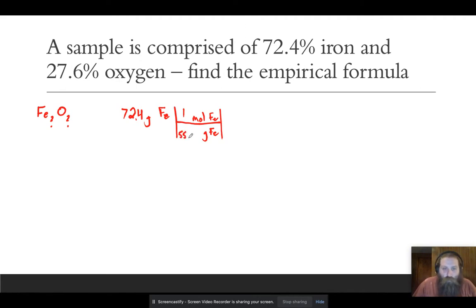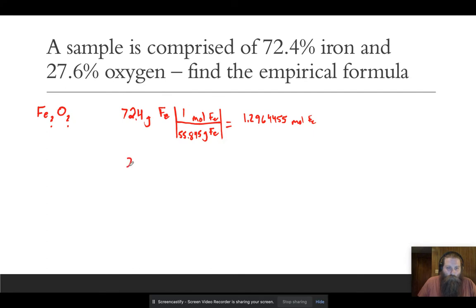55.845 grams. So I'm going to take that in my calculator. 72.4 divided by 55.845. That's going to be 1.296. And of all the times that you want to have a couple more decimals, this is the time. So I'm just going to go ahead and write out a couple more. 4455. The more the better, right? And this is moles of iron.